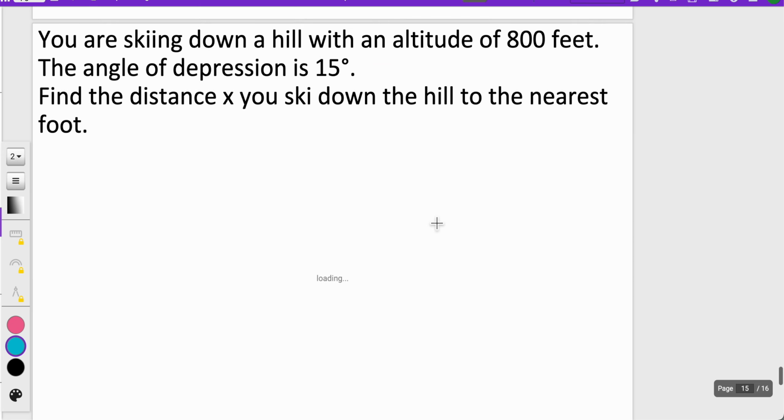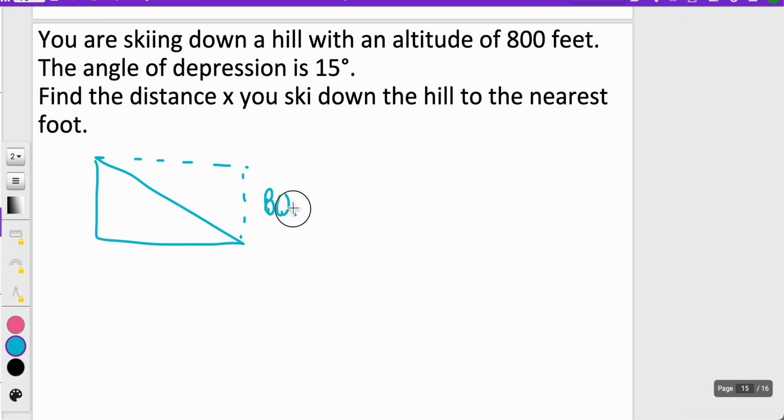Last little bit. You're skiing down a hill with an altitude of 800 feet, so we can go ahead and set that up kind of the same way. Here's 800 feet. Angle of depression is this 15 degrees. Find the distance x you ski down the hill to the nearest foot. So again, we can use sine because I'm given my opposite, which is 800. So sine of 15 degrees, opposite, which is 800, over hypotenuse x.